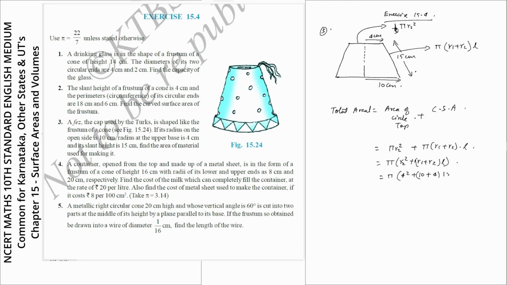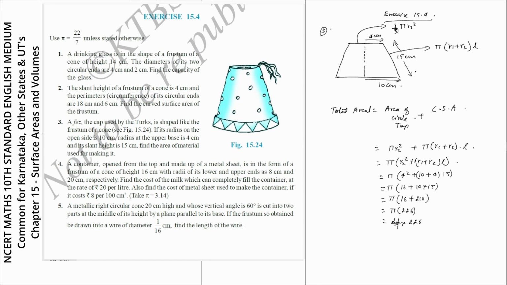So what is the slant height? Slant height is 15. So pi into 4 square is 16, 4 4s are 16. Plus here 10 plus 4 is 14, 14 into 15. So this is equal to pi into 16 plus 14 into 15. 14 into 15, I'll get 210. Check it out. And pi into, now 210 plus 16, so 226. So now I'll substitute the value of pi, 22 by 7, into 226.